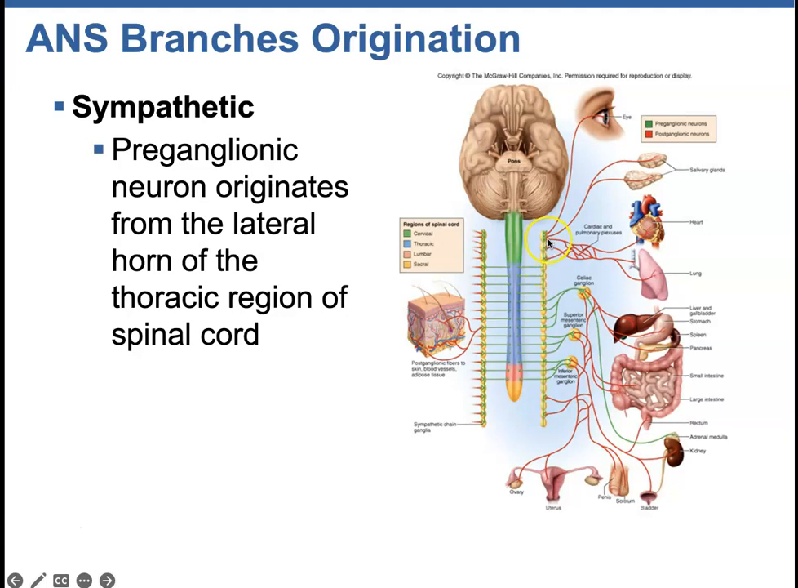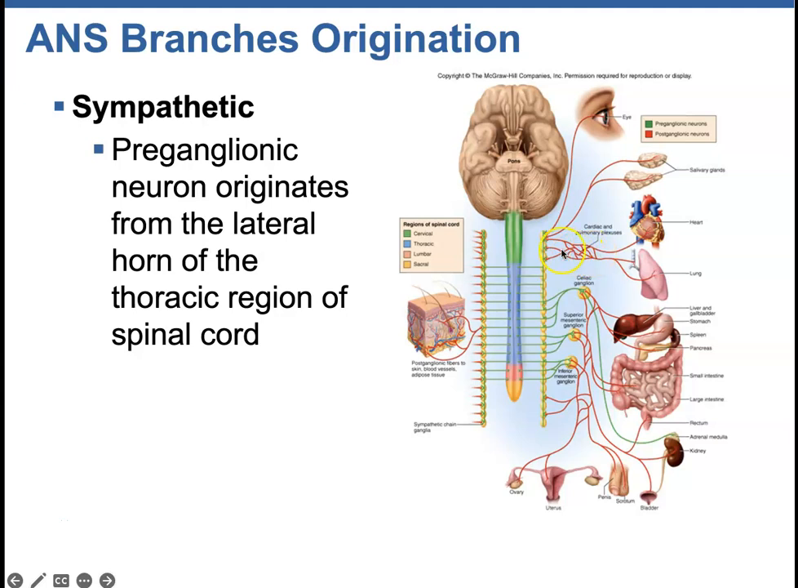Next spot here, boom, it makes its synapse. It's going to connect to the postganglionic neuron that innervates the salivary glands. Because saliva secretion is a parasympathetic function, when your sympathetic system kicks on and secretes norepinephrine, it's going to inhibit salivary gland secretion.